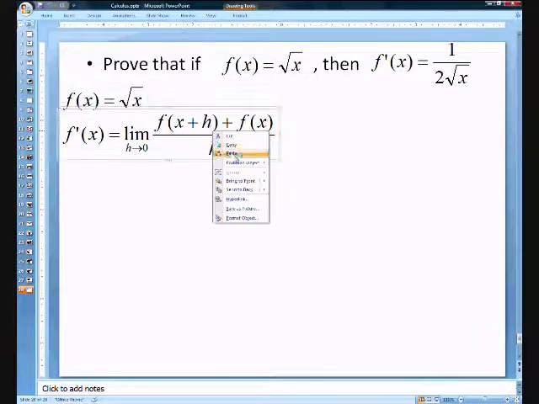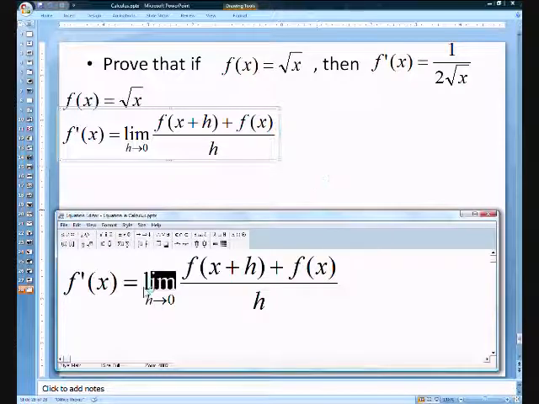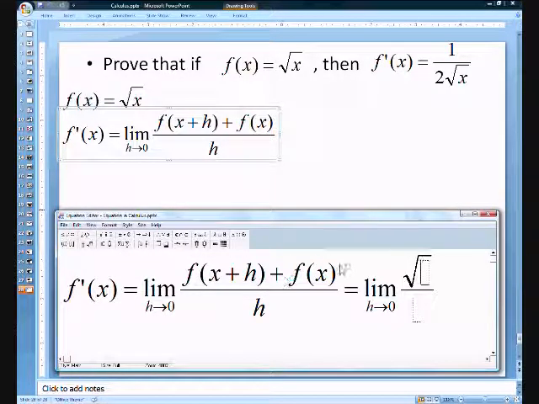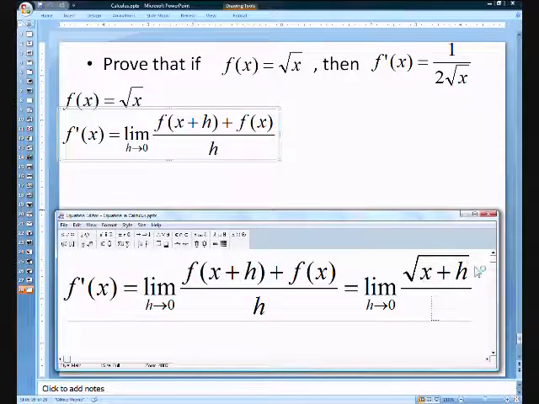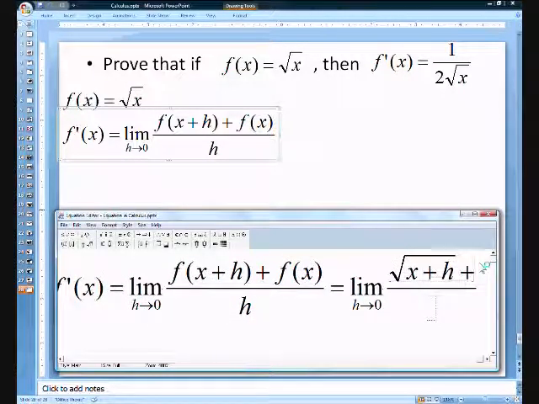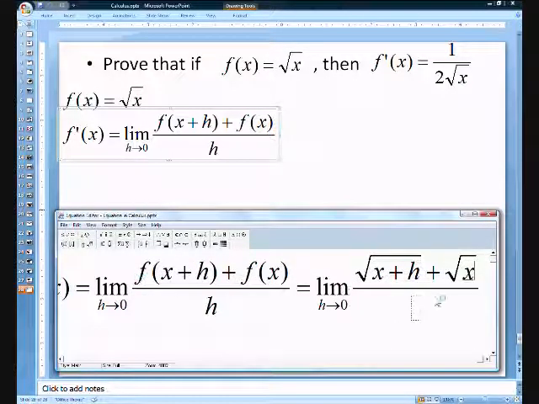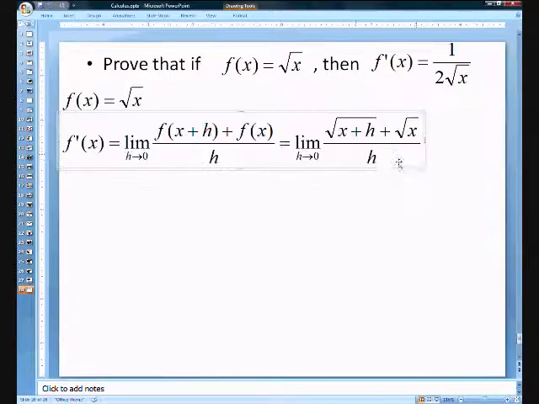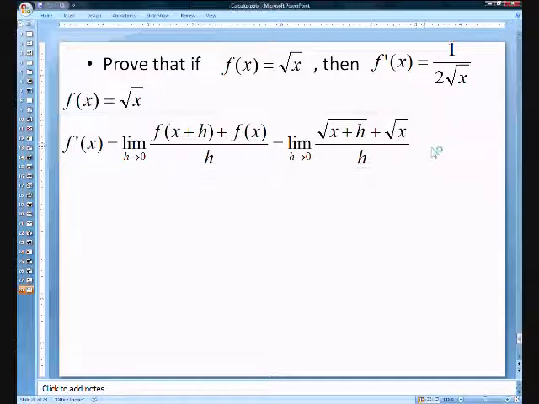So now, I'm going to take this limit and continue it. So I'm going to have basically the square root, and let's see where the square root's right here, of x plus h, right, plus the square root, okay, so we're going to have square root again, of x over h. Okay, got that.